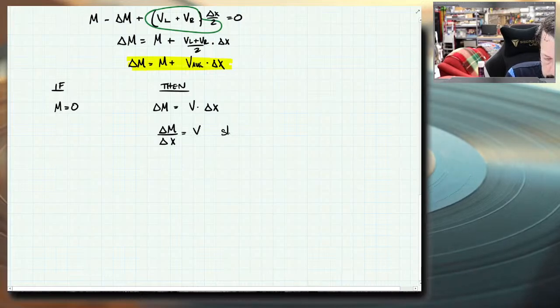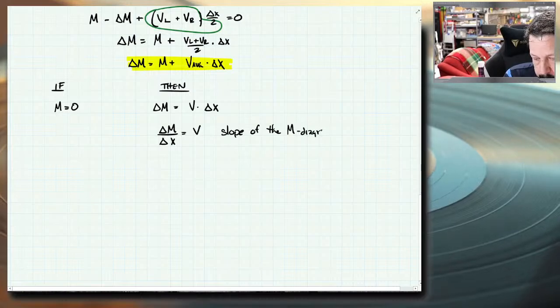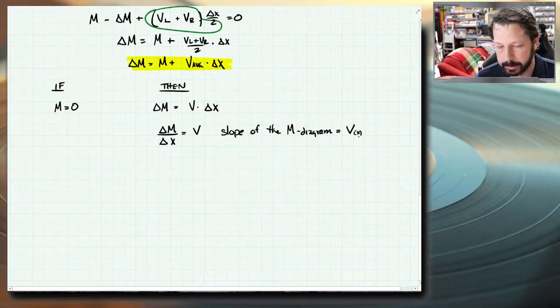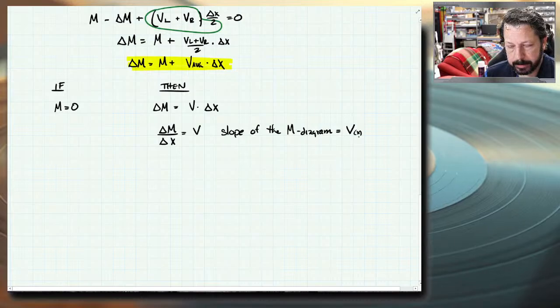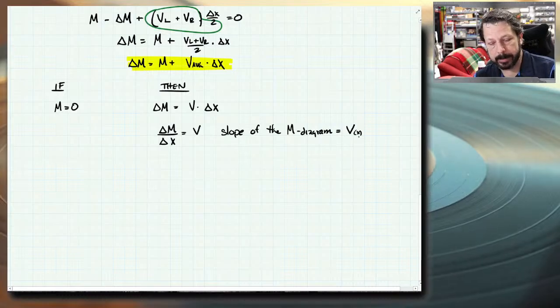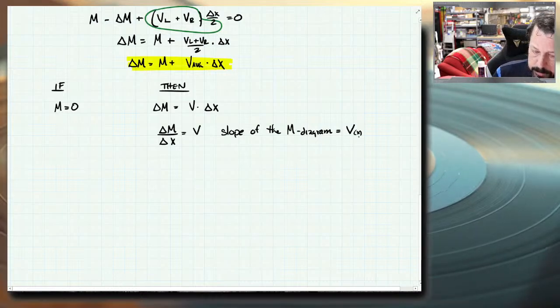So the slope of the bending moment diagram, so we'll just do M diagram, equals V. And V could be a function of x, I suppose, because it could change from one point to another. So what this means is when I'm drawing the bending moment diagram, I'm actually looking at the shear diagram. And if I want to figure out anything about the bending moment diagram, I really mainly look at the shear diagram and look at what's going on there.